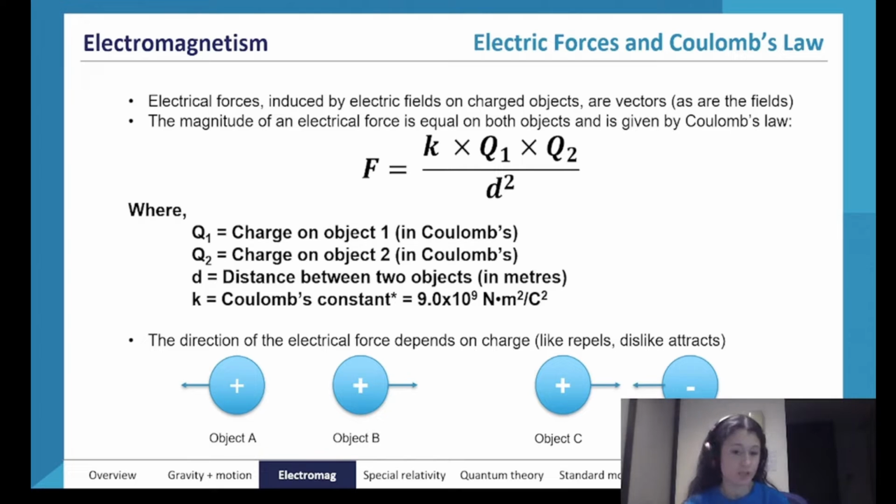The direction of the electrical force is going to depend on the charge. So remember, like charges repel: two positives are going to move away from one another, two negatives are going to move away from one another, but opposite charges attract.